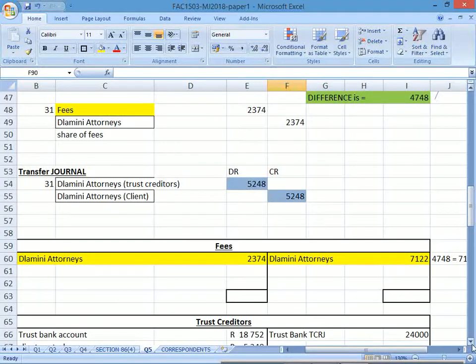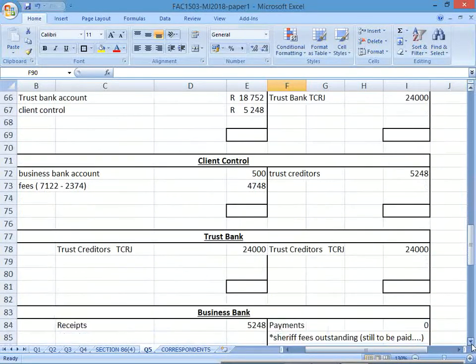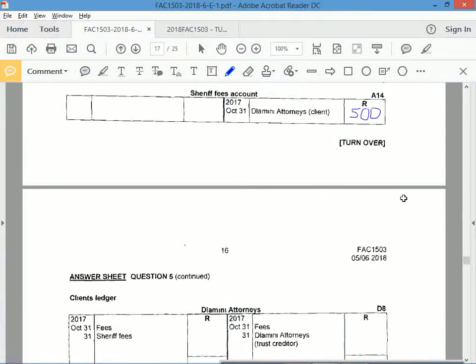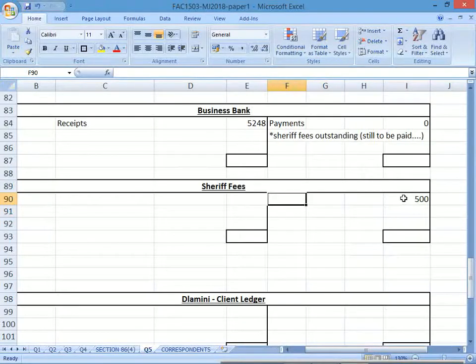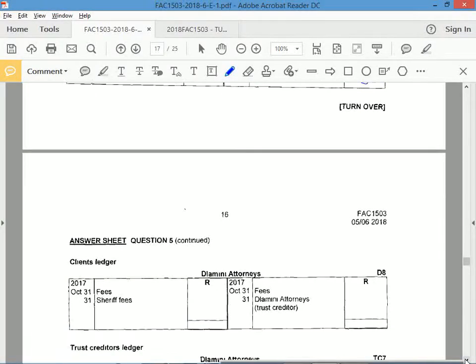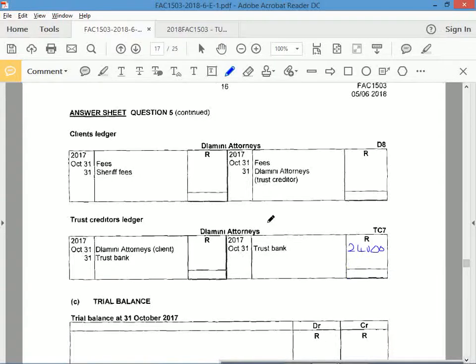Okay, let's go down to the bottom. Okay, so that's complete, that's complete, that's complete. Okay, share fees, I need to put that 500 in. Okay, 500 goes there. And this was Glamini. Okay, then the client ledger accounts. Okay, so fees wise for Glamini in the client ledger accounts, the share of fees 500 that we can insert.